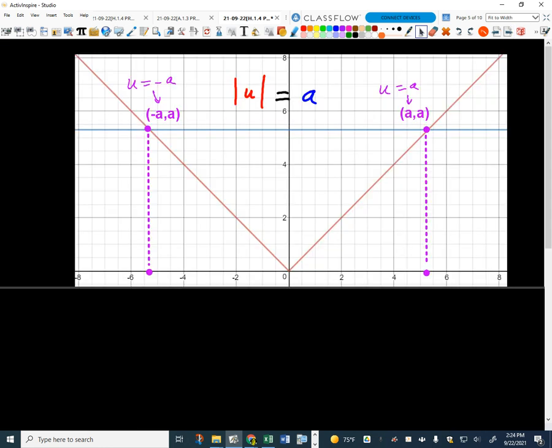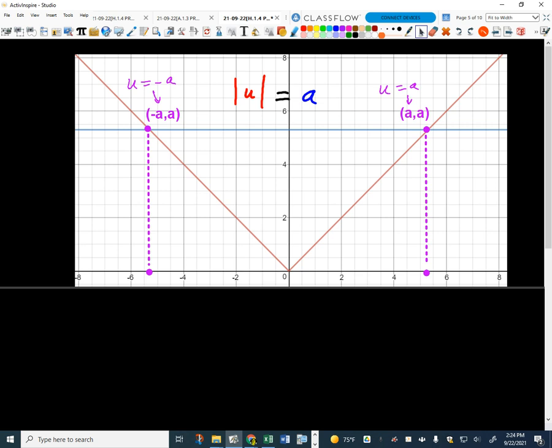Okay, why is this so? How can we visualize this? Well, let's look at our function again. Here's our absolute value function. Let's say that we're solving the absolute value equation. The absolute value of U is equal to A, okay? U is whatever's inside there, right?